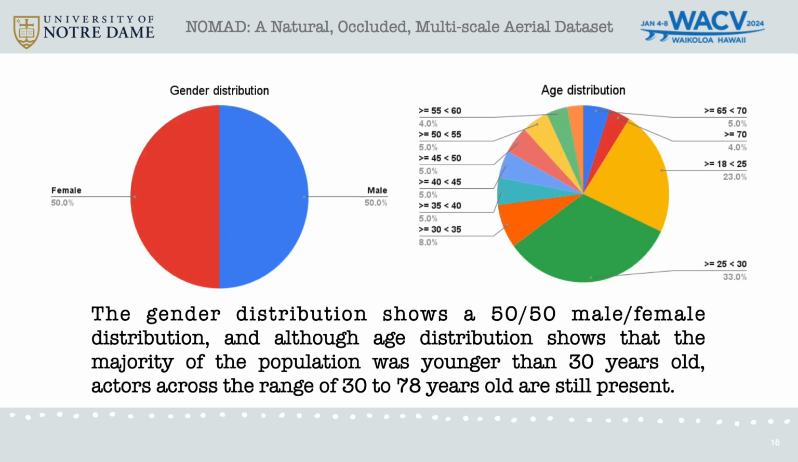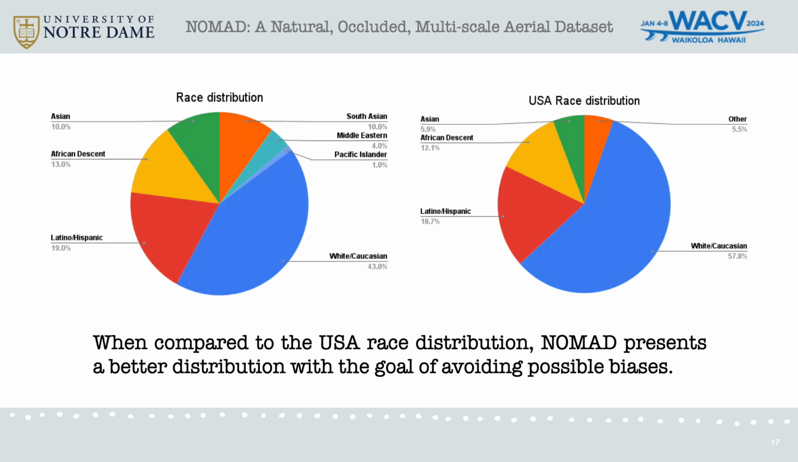The gender distribution shows a 50-50 male-female distribution, and although age distribution shows that the majority of the population was younger than 30 years old, actors across the range of 30 to 78 years old are still present. When compared to the USA race distribution, NOMAD presents a better distribution with the goal of avoiding possible biases.